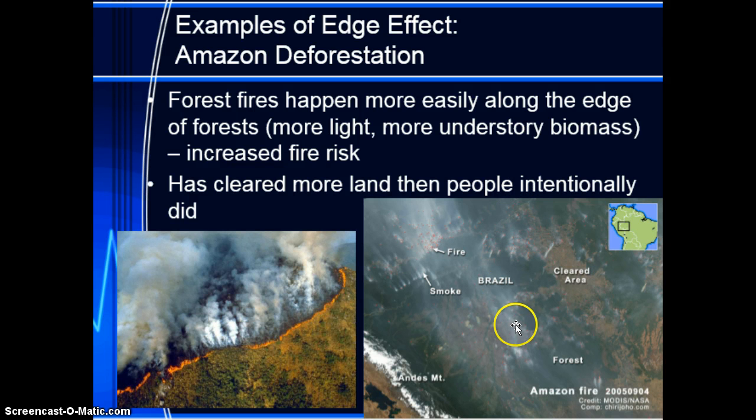And it's hard to see all the little red dots, but those are all forest fires. You can definitely see all the smoke coming off of those. So it can really take a bigger toll on the ecosystem to increase the amount of edge.